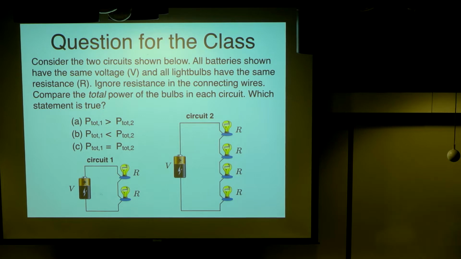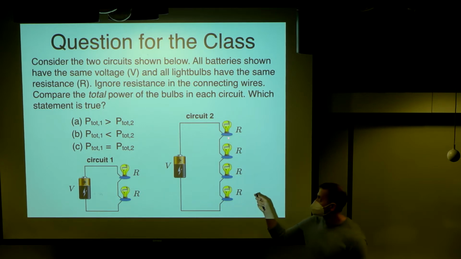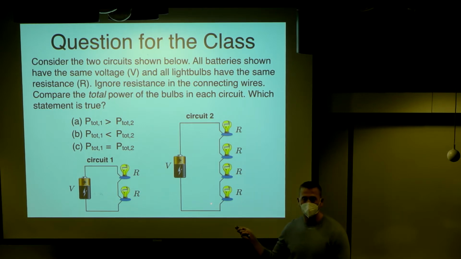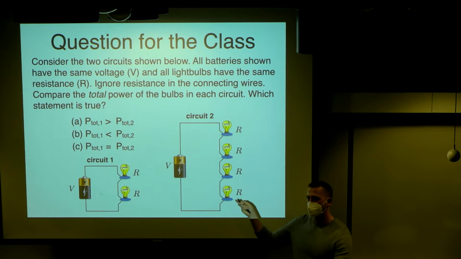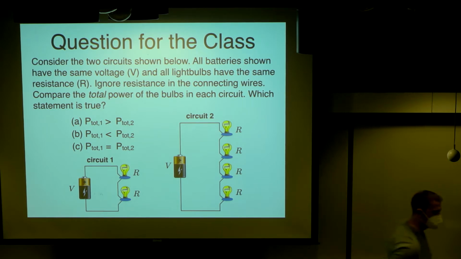So here's the conceptual idea. Because the total resistance of the bulbs in circuit number 2 is greater, it's going to draw less current to these bulbs. And since the power depends on the current squared, that's going to be a larger effect than the fact that we have more bulbs. But let's actually work this out mathematically.